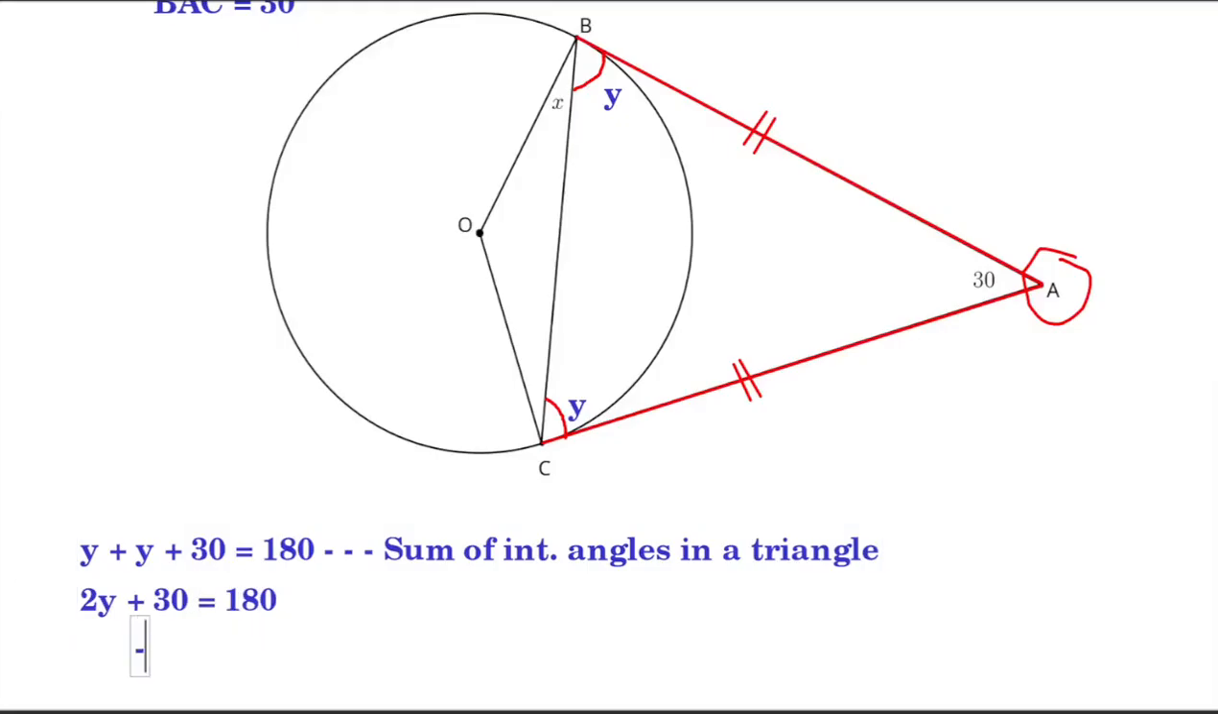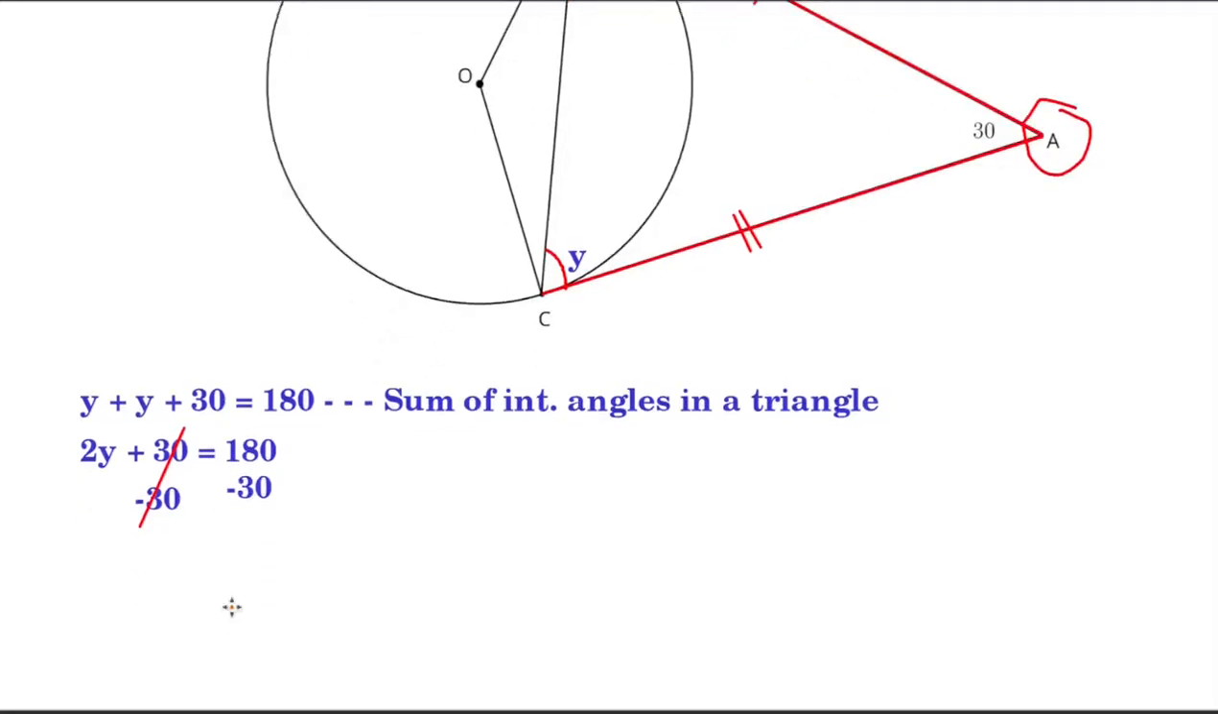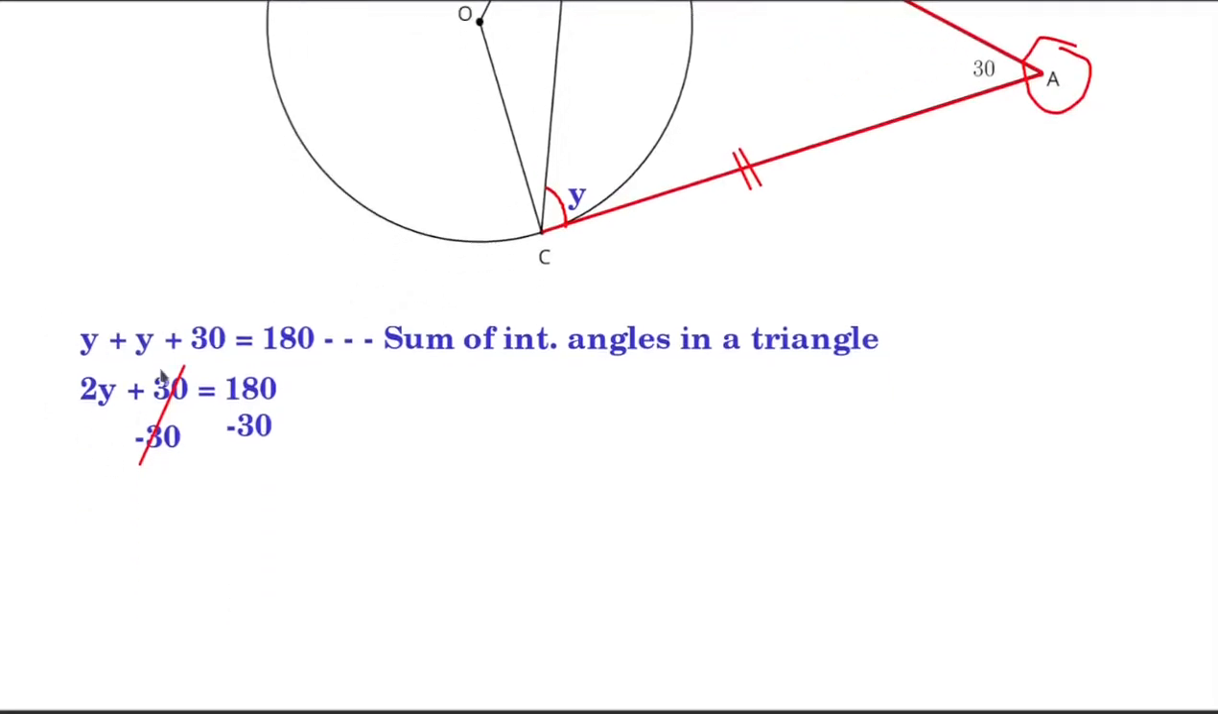Now let's do minus 30. If we subtract 30 on both sides, these two are going to cancel out. Then on the left, you are left with only this guy here, which is 2y. So your 2y is now equal to 180 minus 30. That is giving me 150.